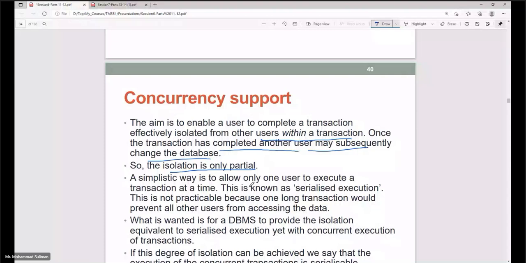Right? So the problem here is that if more than one user is accessing and updating the database, changes can be partial. So a simple way is to allow only one user to execute a transaction at a time, which is called serialized execution. If many users are doing transactions, a simple method is to allow only one user at a time.